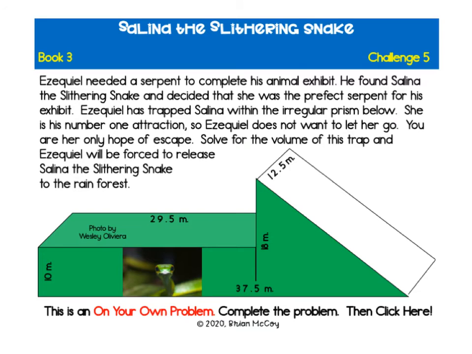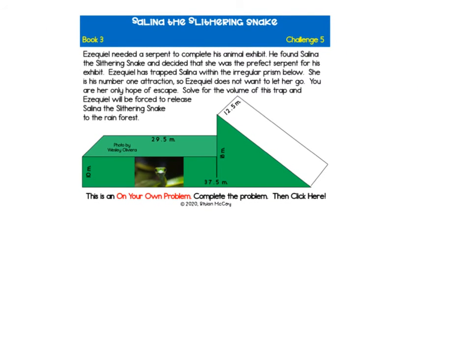Alrighty, so let's go ahead and get started solving this problem. The first thing I want to do is write the formula for volume. Volume equals length times width times height. In this case, we're going to look at the face of the irregular polygon and solve for the area of that, because area is really just length times width, right?